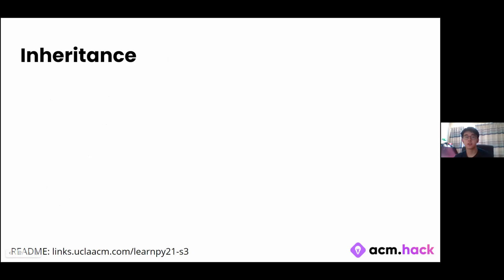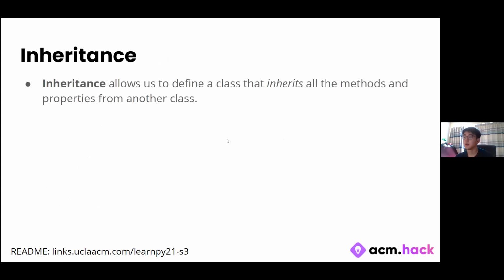So, inheritance. What is inheritance, right? If you've come from a CS31, CS32 background, you might have learned it. But for those who don't, inheritance allows us to define a class that inherits all the methods and properties from another class. Now, I realize that using the word inherits in the definition is a little bit cheating. But inherits really means that we're able to define a class that can share some of its methods and properties with other classes.